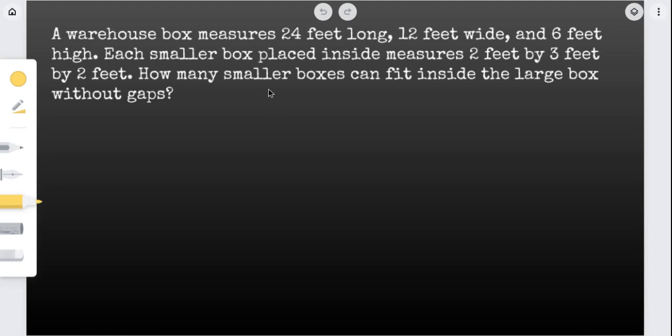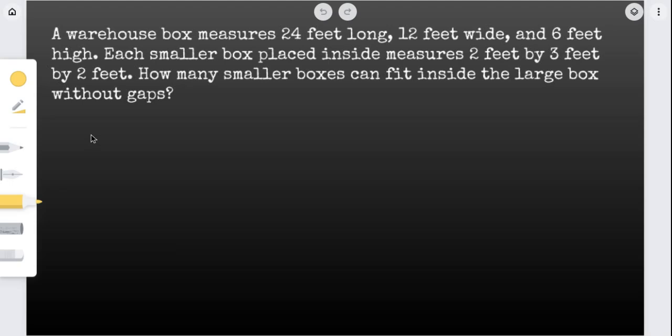Okay, and welcome back. We're going to read about a warehouse box, and it measures 24 feet long, 12 feet wide, and 6 feet high. Each smaller box placed inside measures 2 feet by 3 feet by 2 feet. How many smaller boxes can fit inside the large box without gaps? This question is very much like the last one that we did together, or that I solved about the storage room with the crates. But this is just going to be a large box with smaller boxes inside.